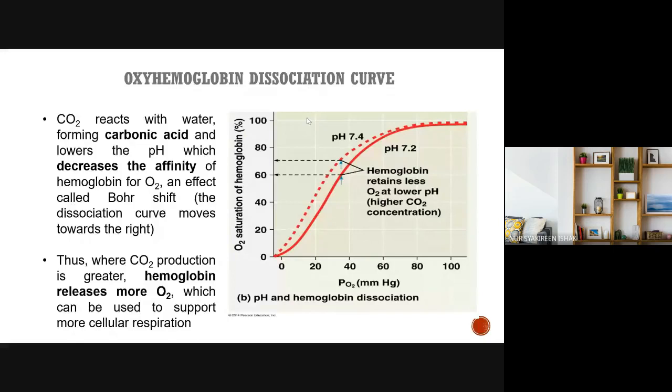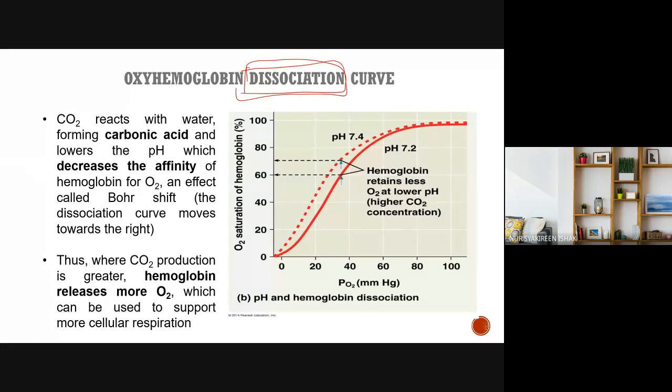Okay, so that's why tadi saya cakap graph tu kita namakan dia sebagai dissociation. Hemoglobin perlu riliskan oksigen bila dia dah reach dekat body tissue supaya oksigen tu dia riliskan kepada body tissue to be used for cellular respiration. That's why we call it dissociation. Okay.